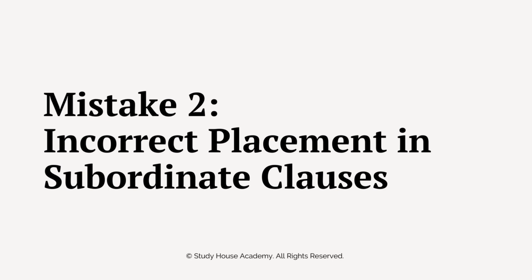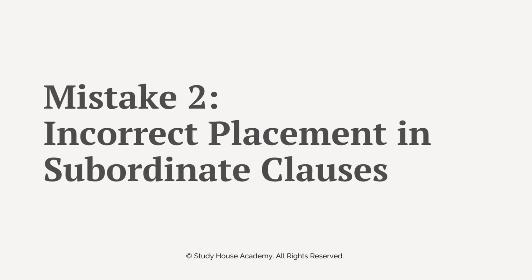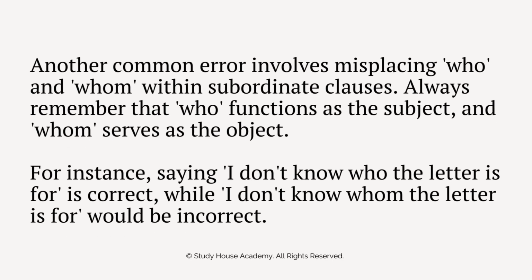Mistake 2. Incorrect placement in subordinate clauses. Another common error involves misplacing who and whom within subordinate clauses. Always remember that who functions as the subject, and whom serves as the object. For instance, saying I don't know who the letter is for is correct, while I don't know whom the letter is for would be incorrect.